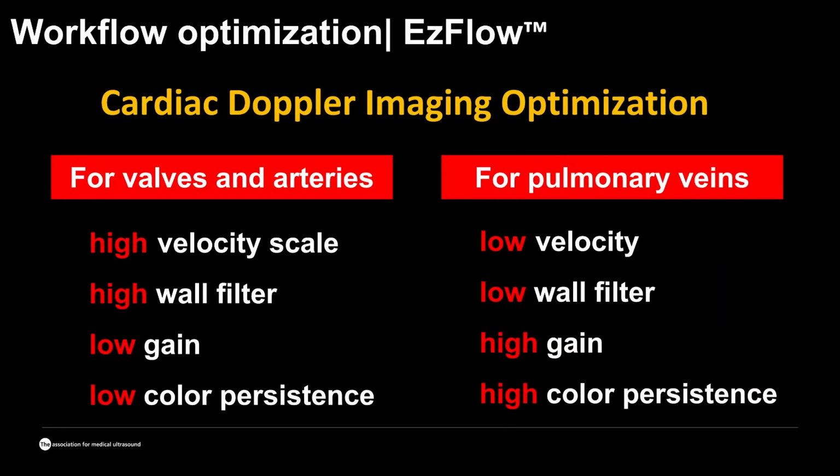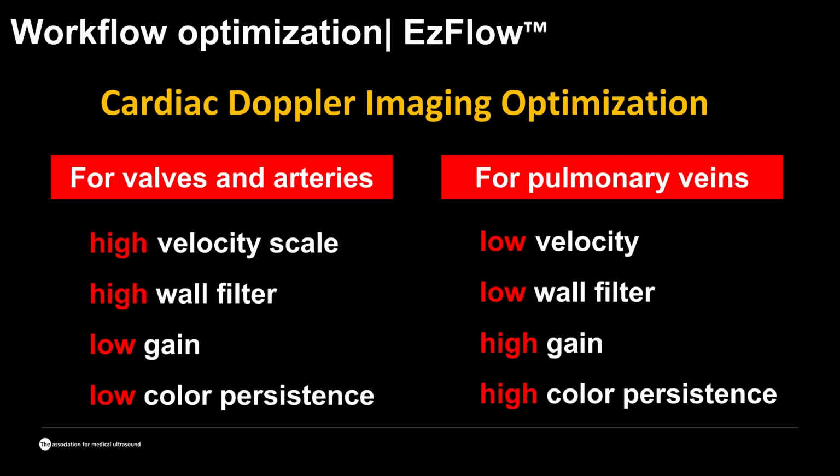But how about the cardiac Doppler image optimization? We have two opposite situations. We have the blood flow across the valves. This is where we need the high velocity scale, high wall filter, low gain, and low color persistence.